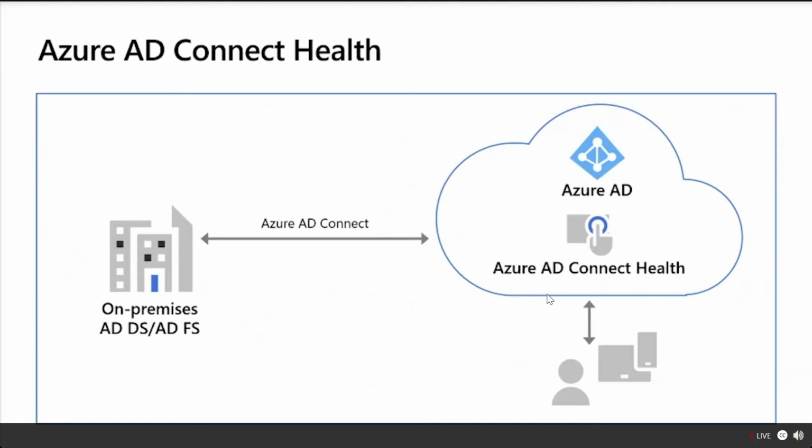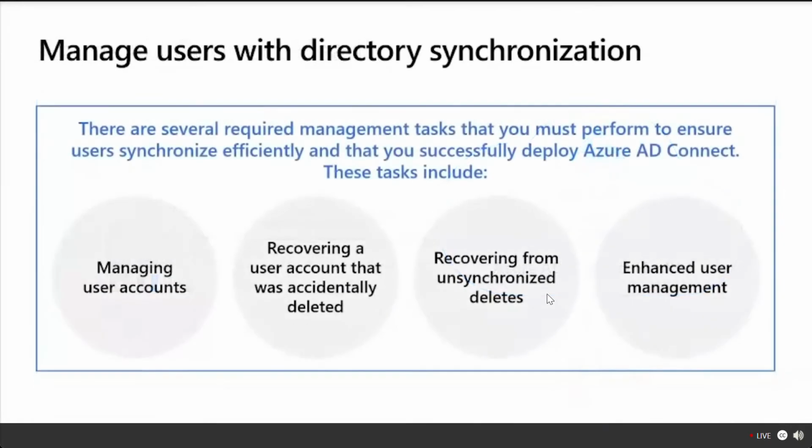So to summarize, the Azure AD Connect Health can give you a central location to view the health of key identity metrics for your on-prem environment, and it just requires a simple agent to be installed on the targeted servers. Now, there are several required management tasks that you should perform to make sure that your users synchronize efficiently and that there aren't any issues when you deploy Azure AD Connect. Some of these tasks include recovering from unsynchronized deletes, managing user accounts, even through enhanced user management, recovering user accounts that may have accidentally been deleted.